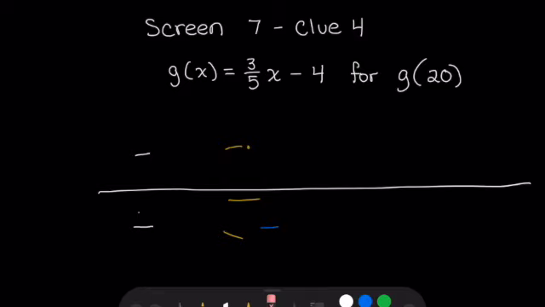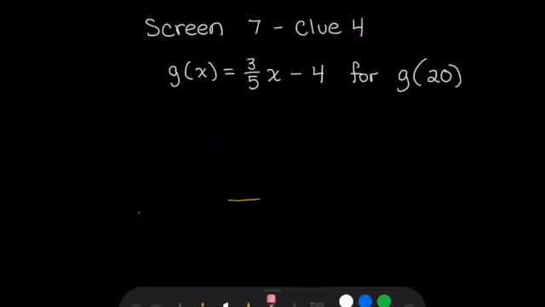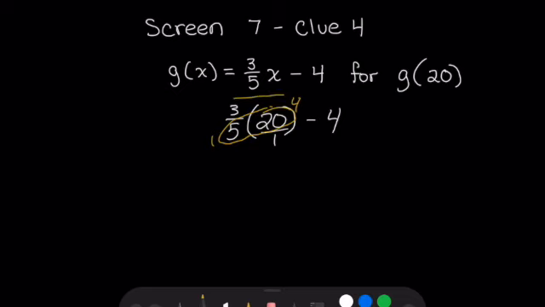So let's look at the example problem. Here we have x as being 20. So we'll do 3/5 times 20 minus 4. We would write 20 over 1, and then we can simplify diagonally. 5 goes into 20 4 times, and 3 times 4 is 12, minus 4, so it gives me 8. So go try this one on Desmos.